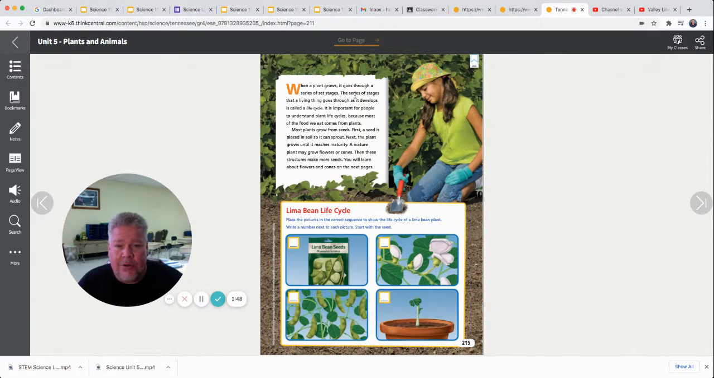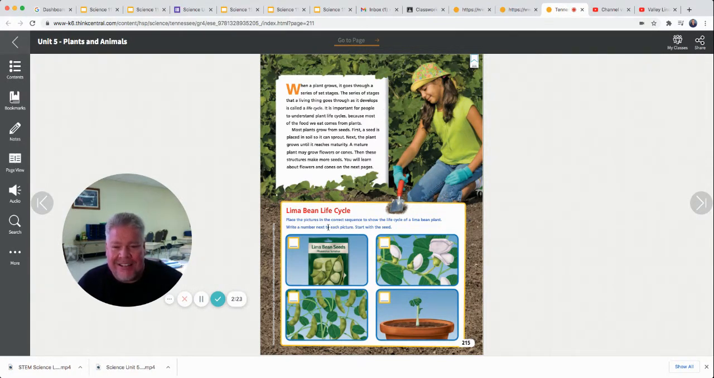When a plant grows, it goes through a series of set stages. The series of stages that a living thing goes through as it develops is called a life cycle. It is important for people to understand plant life cycles because most of the food we eat comes from plants. Most plants grow from seeds. First, a seed is placed in the soil so it can sprout. Next, the plant grows until it reaches maturity. A mature plant may grow flowers or cones. Then these structures make more seeds. You'll learn about flowers and cones on the next page.